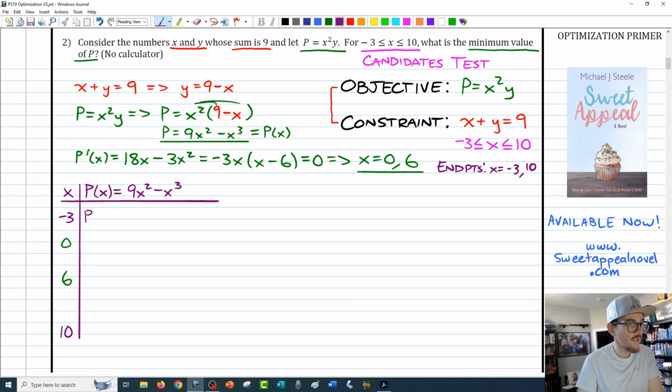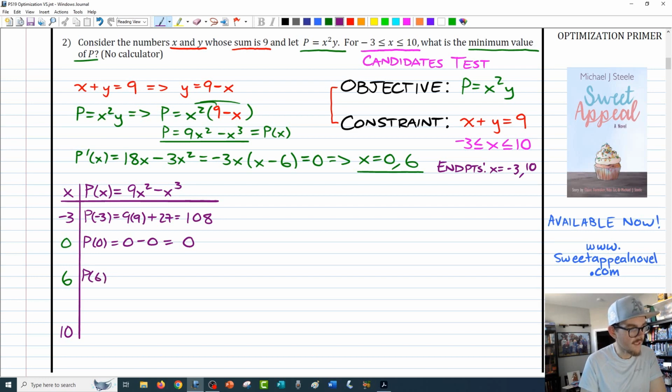So we're going to first plug in negative 3. So that's going to be 9 times 9 minus a negative 27. That's 81 plus 27, which is 108. So nice value to start things off. Plugging in 0 is the fun one out of the bunch. It's going to be 0 minus 0 equals 0. So right now 0 looks like our minimum, but we do have two more values to check.